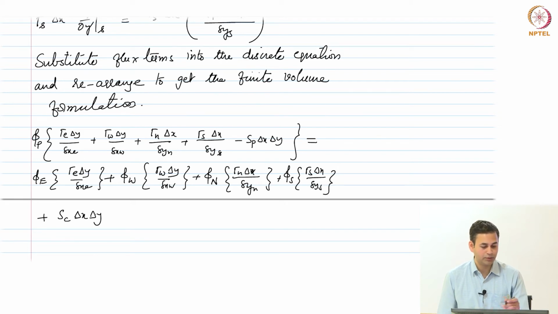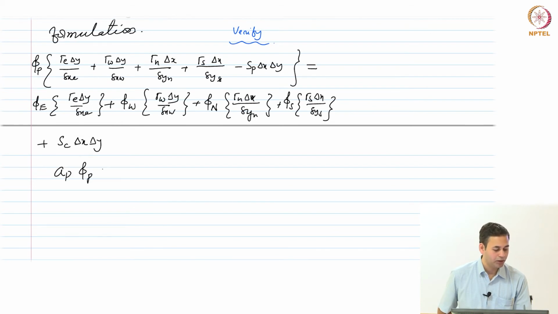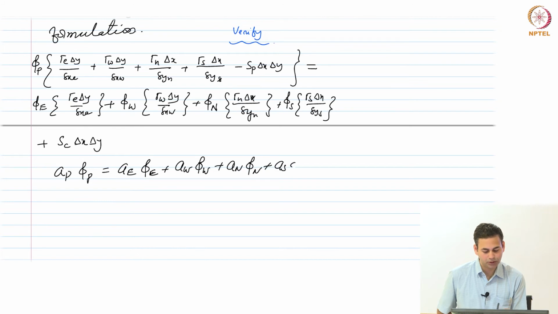Okay. So if you have not done this, you can do it and then check this part. Essentially verify that you get this equation. Fine. So we want to put this equation back in the original form, that is A P phi P equals A east phi east plus A west phi west plus A north phi north plus A south phi south plus B. Okay.